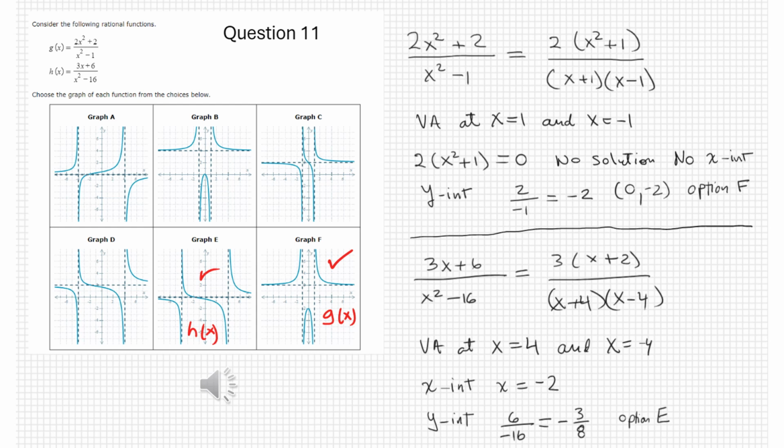Okay. However, in order to discard the graphs that are no good, you take, for example, the polynomial in the numerator, 2x squared plus 2, and you set it equal to 0 in order to find the x-intercept. It's obvious that this equation has no solution in the real field. And no solution means that we have no x-intercept. Okay, so the only graph that has no x-intercept is F.